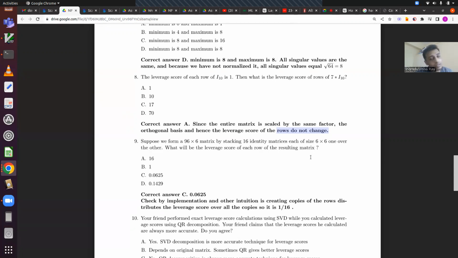Like E1, basically what we discussed earlier, E1 here would be 1 and 5 zeros, and E2 would be 0, 1, and then 4 zeros, something like that. Now there are 16 copies of E1 in the rows. So since there are 16 copies, the score will be distributed amongst them. Leverage score 1 by 16.